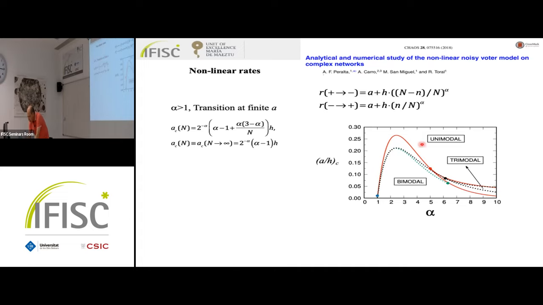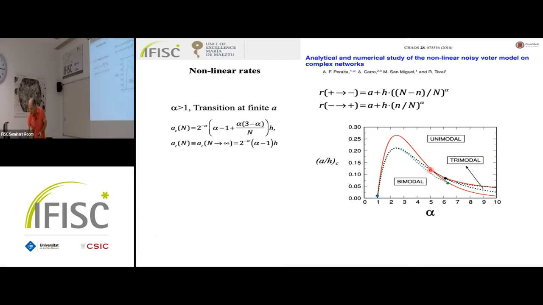You have a unimodal distribution, so this is the disorder phase. Your distribution is peaked around n over 2. This is bimodal, and you have a true phase transition between a disorder and an order state with a symmetry breaking. You can have everybody in the zero state, a large fraction of people in the zero state, or a large fraction in the one state. A true phase transition with symmetry breaking. You have also first order transitions at the critical point. This is a very rich model.